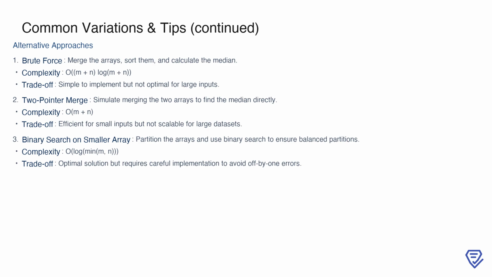The most optimal approach utilizes binary search on the smaller array. By partitioning the arrays and ensuring balanced partitions, you can find the median in O(log min(m, n)) time. However, this method requires careful implementation to avoid off-by-one errors and ensure the partitioning logic is correct. Each approach has its merits, so choosing the right one depends on the constraints and size of the input.